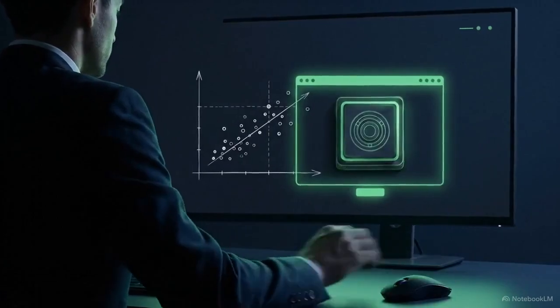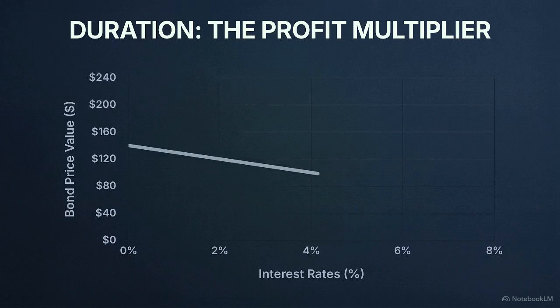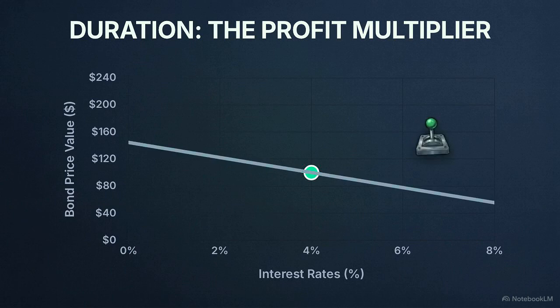corrects the error. The first tool in the kit is duration, the mathematical measure of a bond's price sensitivity to changes in global interest rates. This relationship follows a foundational rule of bond mechanics. As interest rates on the x-axis fall, bond prices on the y-axis rise.